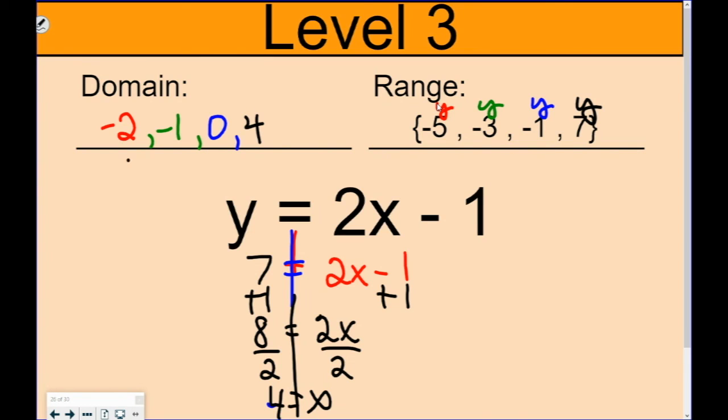Now the last thing I need to do is check, are they in order from least to greatest? They are. So I can put my brackets around it and call it good. I hope this helped you when you are trying to find your domains and ranges. Good luck on your assignment.